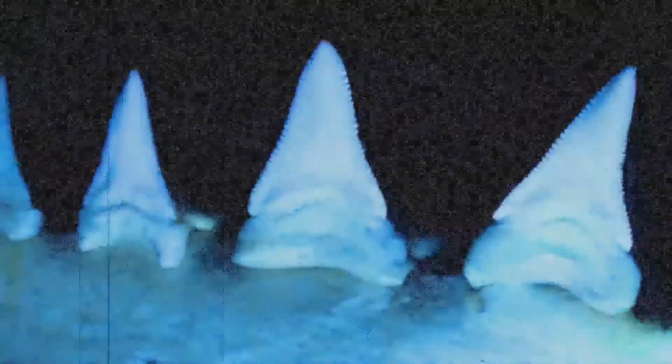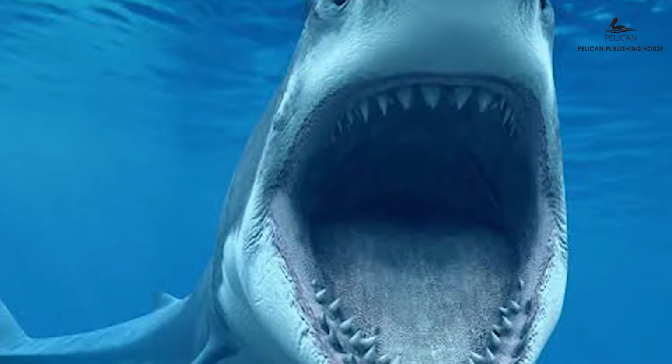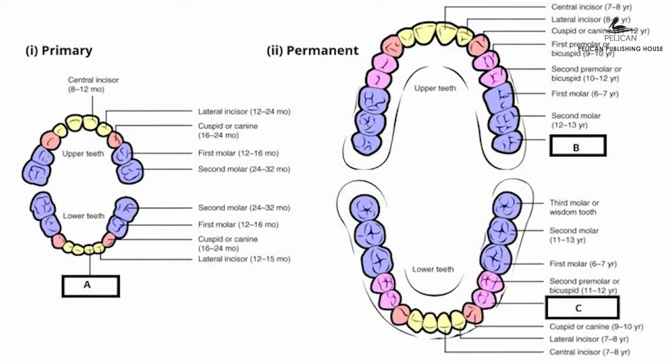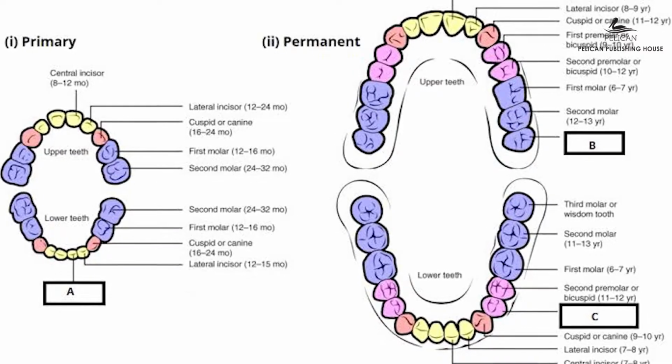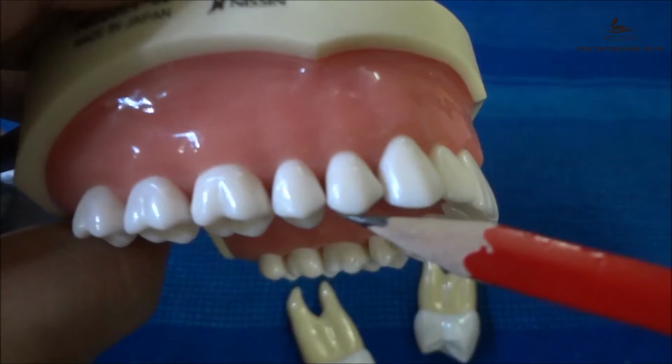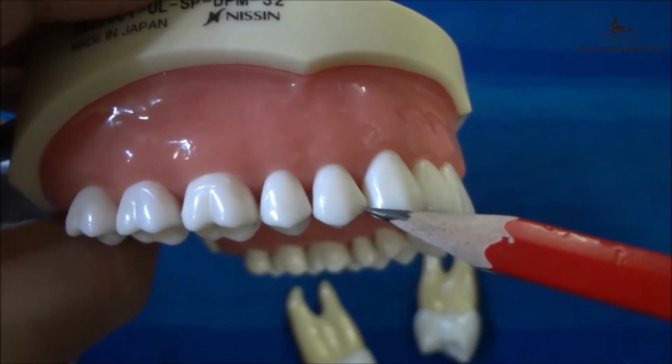Did you know the shark loses at least 1 tooth per week? But we never see a shark without teeth. This is because the lost tooth is replaced within a day. Look at the picture which is given. The difference between primary teeth and permanent teeth is that the permanent teeth have an additional set of bicuspids or premolars and second and third molars.